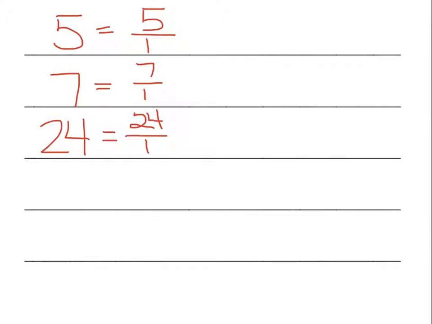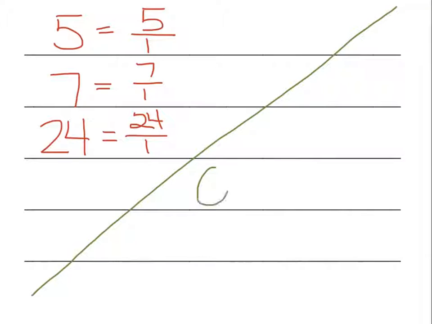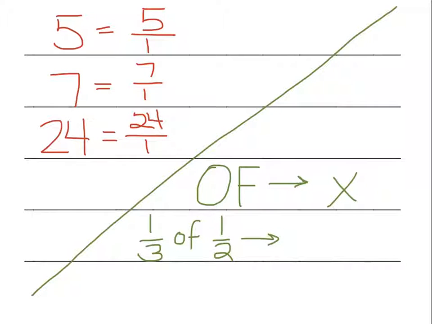The next thing that you have to remember is when you see the word "of," what does that represent? And hopefully you said that means multiply. So if I had 1/3 of 1/2, you would know automatically that could be written as 1/3 times 1/2.